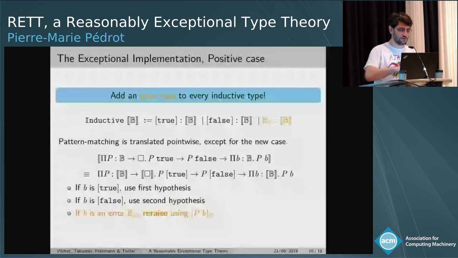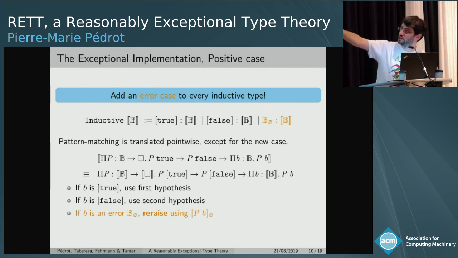So now the translation. The translation here below is the translation of the unfolded dependent elimination principle. And you have to prove P of B given P of true and P of false. So there are now three cases because B can be either, it is a three-valued inductive. If it's true, you can use P of true, you're fine. If it's false, you can use P of false, you're fine. And if it's an error, you're lacking any hypothesis to do that.